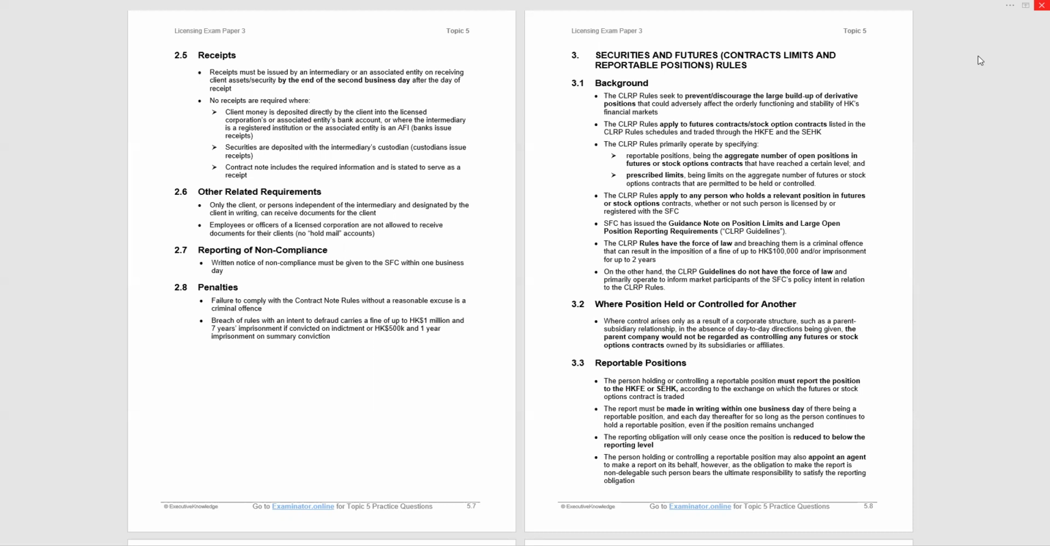Let's look at the background. These rules seek to discourage the large buildup of derivative positions that could adversely affect the orderly functioning of the market. That's the point of them.